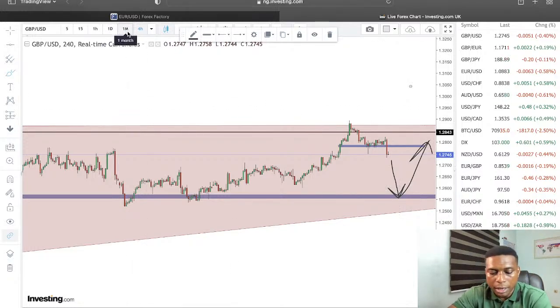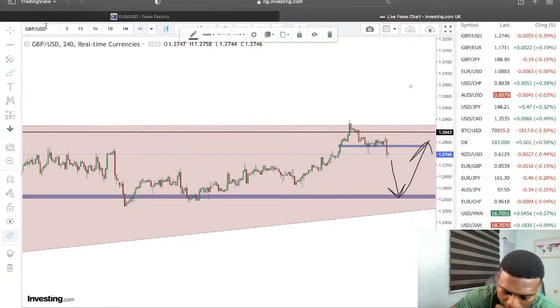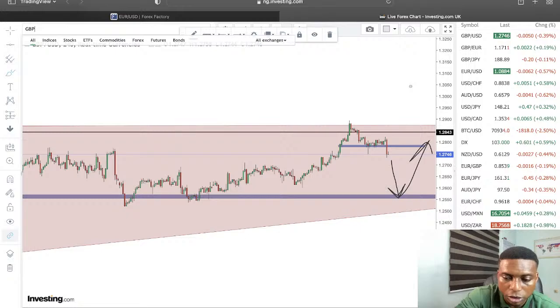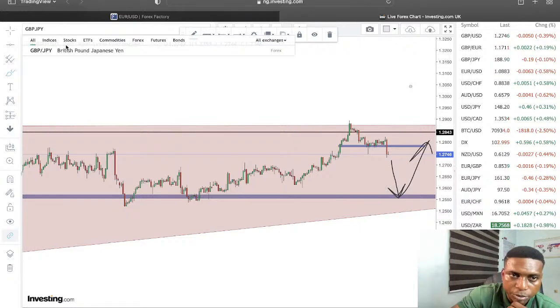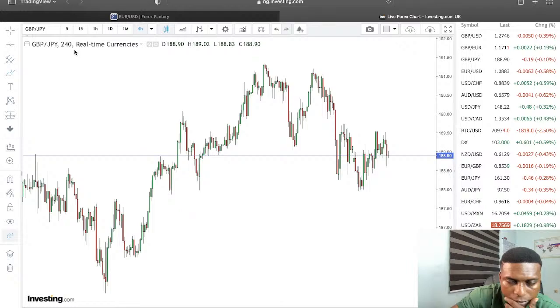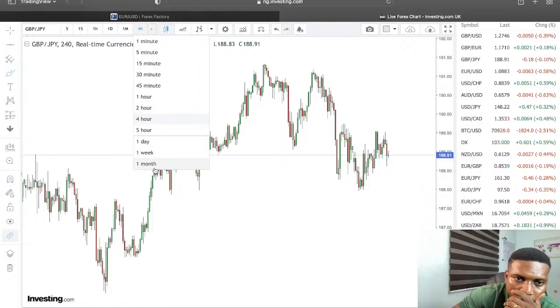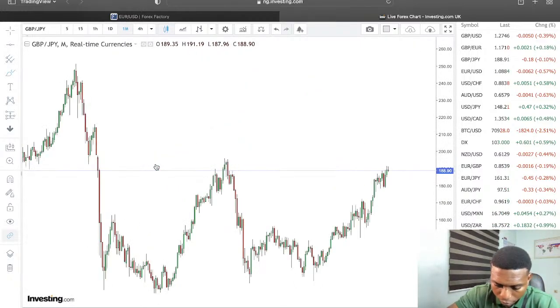Great. Now let's look at, someone commented that we should look at GBP JPY. Good. Now looking at GBP JPY, let's go up to the monthly time frame.